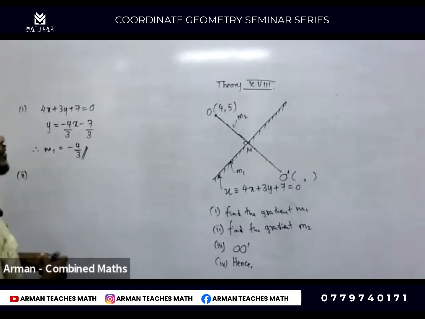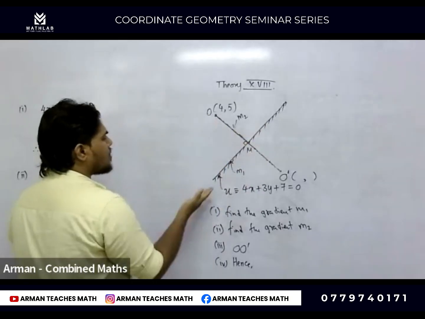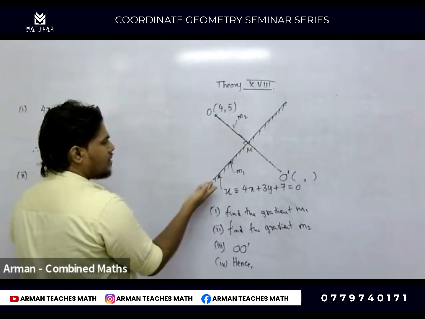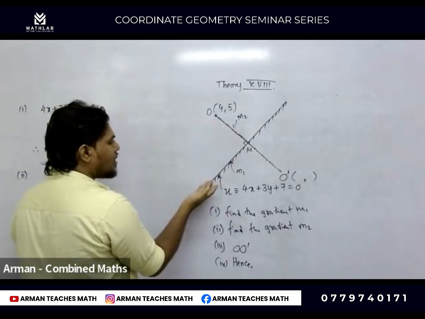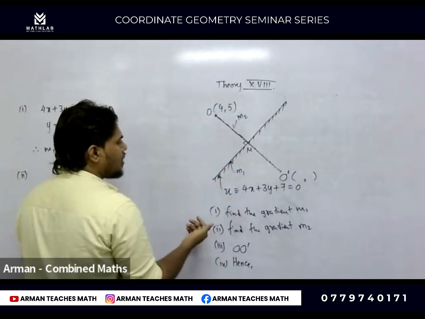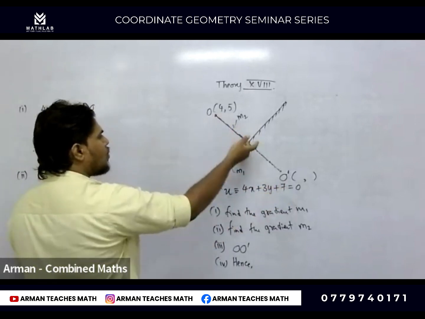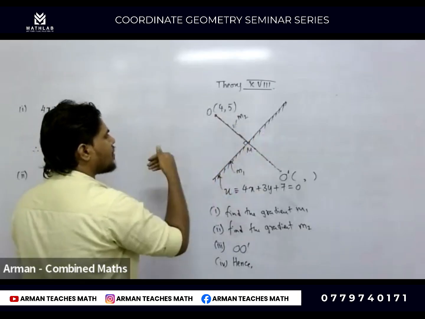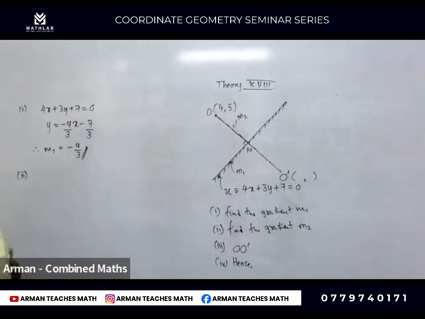Second one, they ask, find the gradient m2. We know that if two straight line segments are not parallel to the x-axis or y-axis, obviously these are not parallel to the x-axis or y-axis. Why is that? If this is parallel to x-axis, what happens? The equation is going to be y equals to something. If this is parallel to y-axis, it's going to be x equals to something. That kind of an equation. So obviously these two straight line segments are not parallel to the x-axis or y-axis.